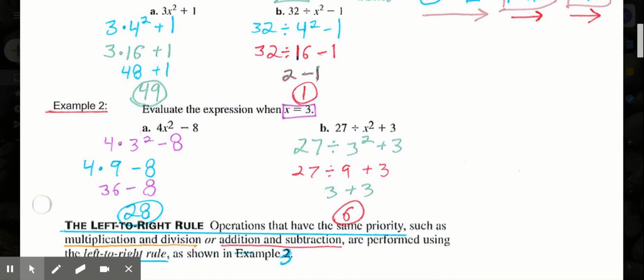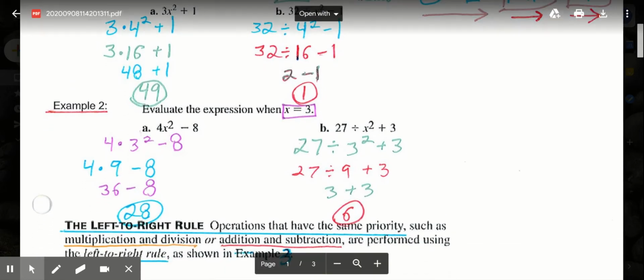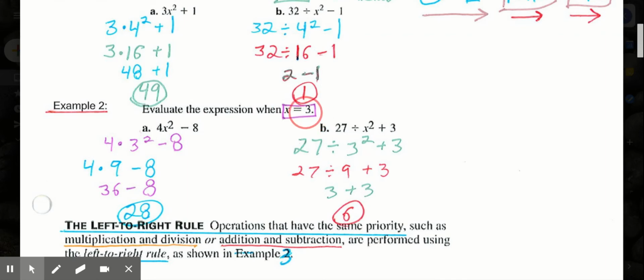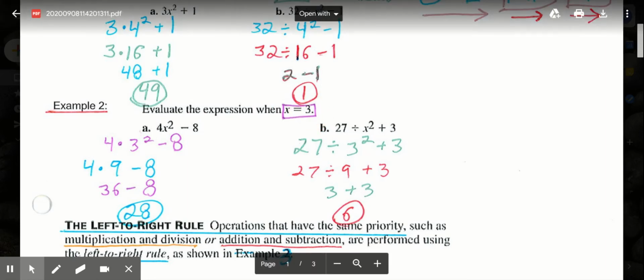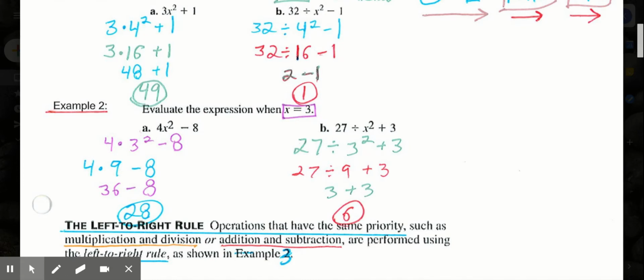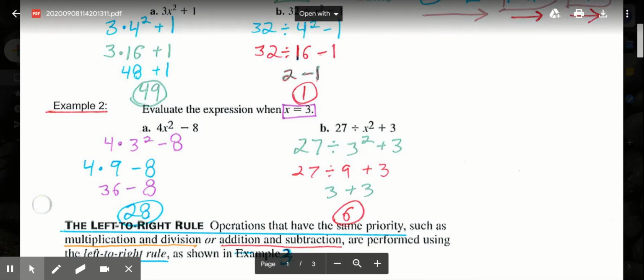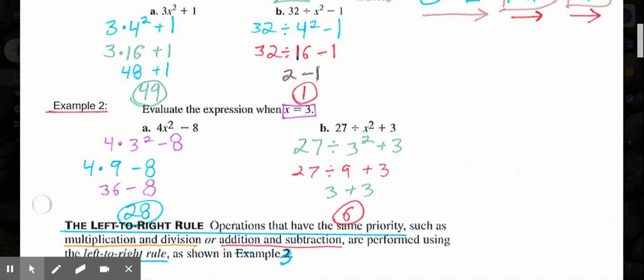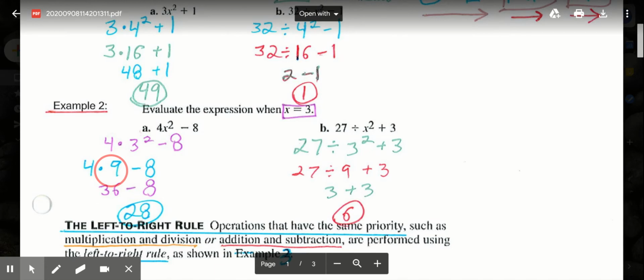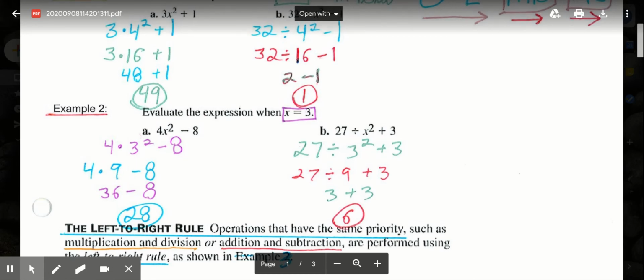In example 2, they want us again to evaluate the expression, but this time when x equals 3. So in A, we have 4 times x squared minus 8. So that's 4 times 3 to the second power minus 8. Start with our exponent, so 3 squared is 9. So this becomes 4 times 9 minus 8. 4 times 9 is 36. Multiply before subtraction. So we'd have 36, bring down the minus 8, and 36 minus 8 gives us our final answer of 28.